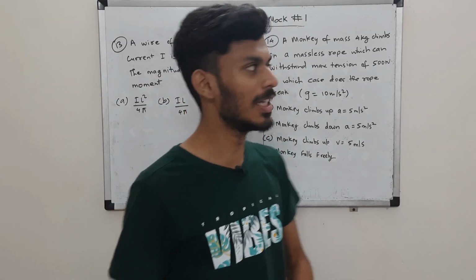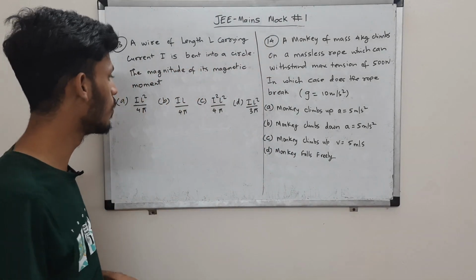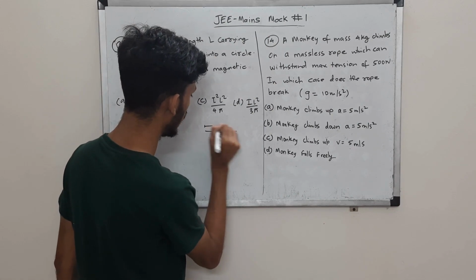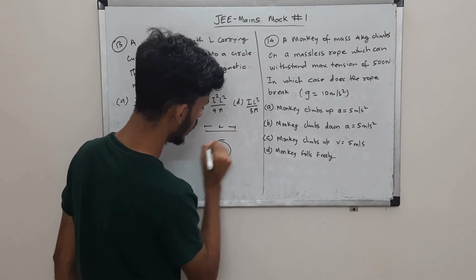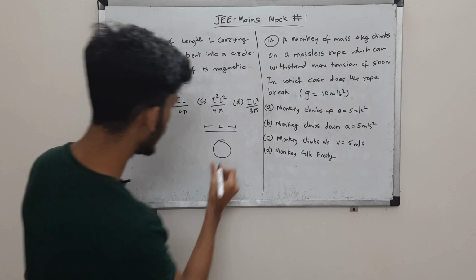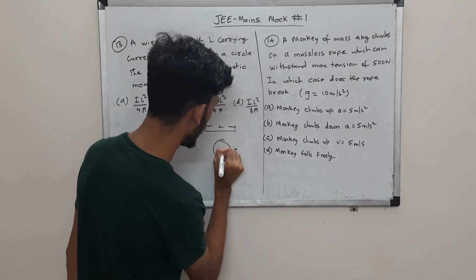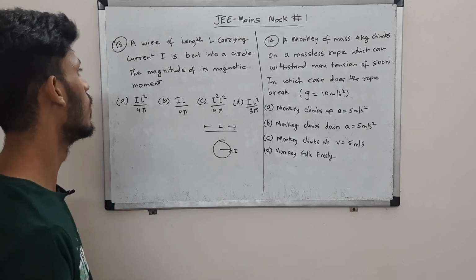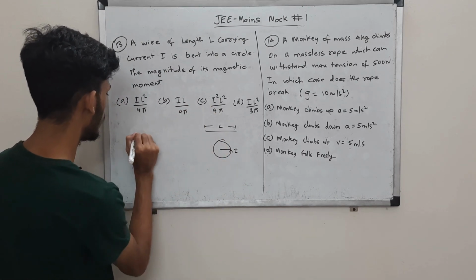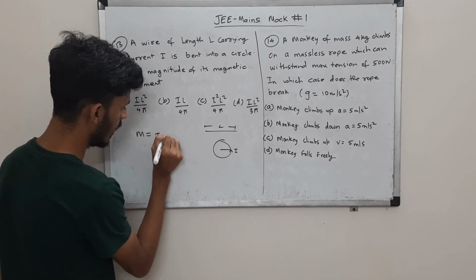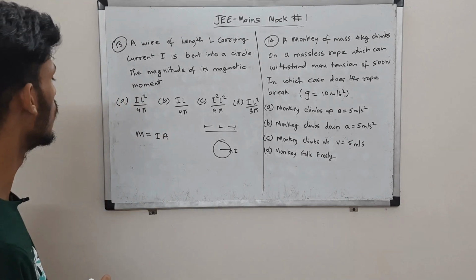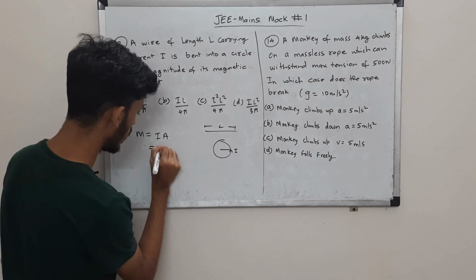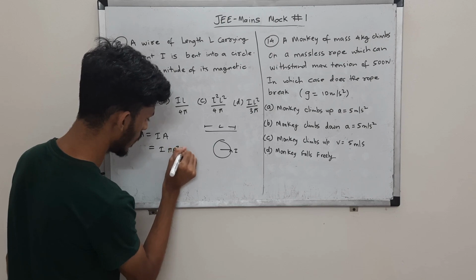13 and 14 over here. In question 13, we are going to bend a wire of length L into a circle, and it is carrying a current I. We are supposed to tell what is the magnetic moment of this loop. It's very simple. M equals IA. This is the formula for magnetic moment. So the area of the circle is pi r square.